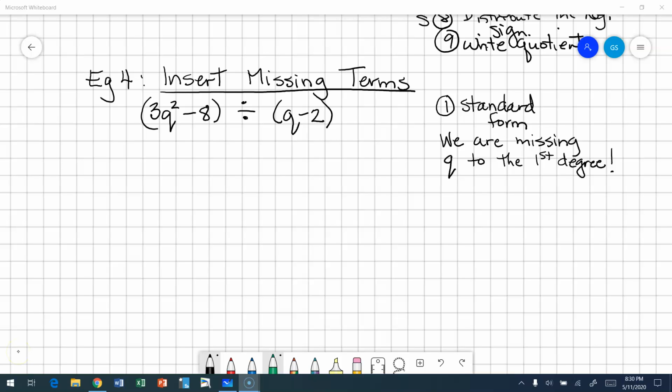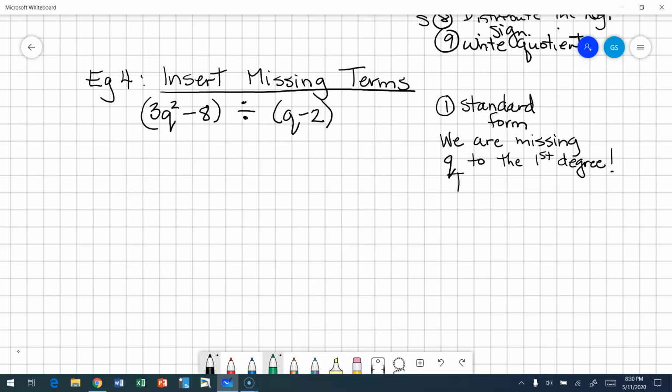What happens in our numerical language when we have a missing place value? What number do we use in place of a blank? And the answer is we have zero, which is a man-made number, but it's a very, very important number. Well, same thing in algebra. I want to do this as a long division problem, but in order to subtract, I need to have all of my degrees taken care of. So when I put this in standard form, if you notice, we're missing a linear term. We're missing q to the first degree.